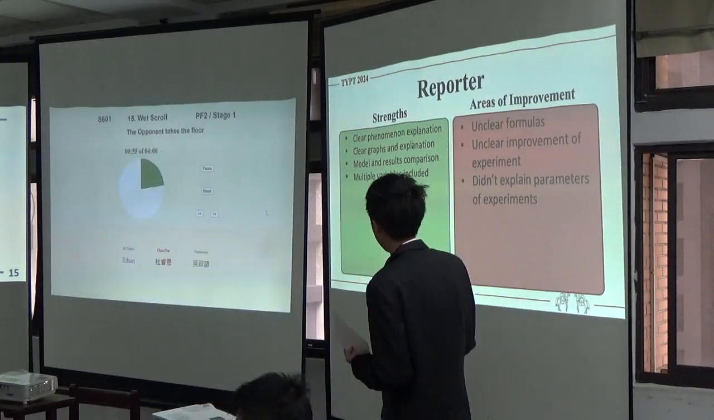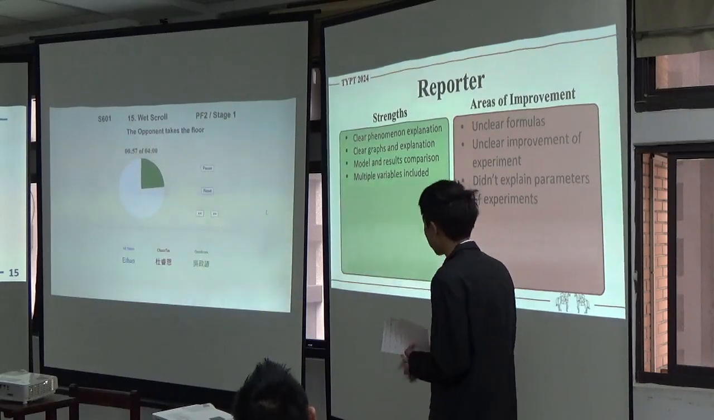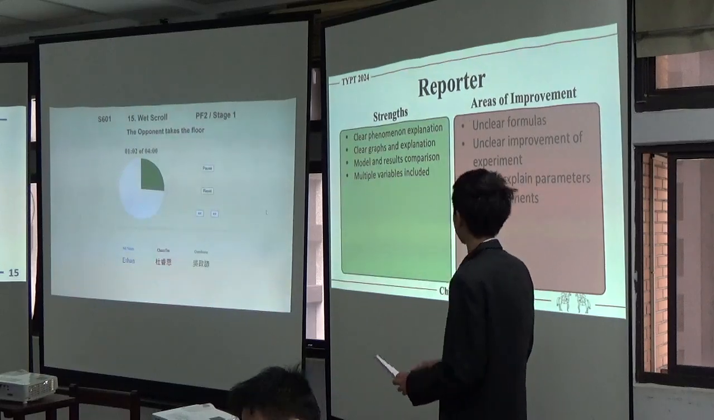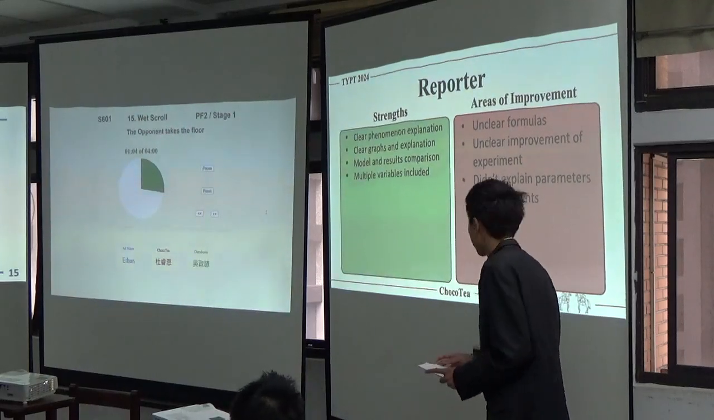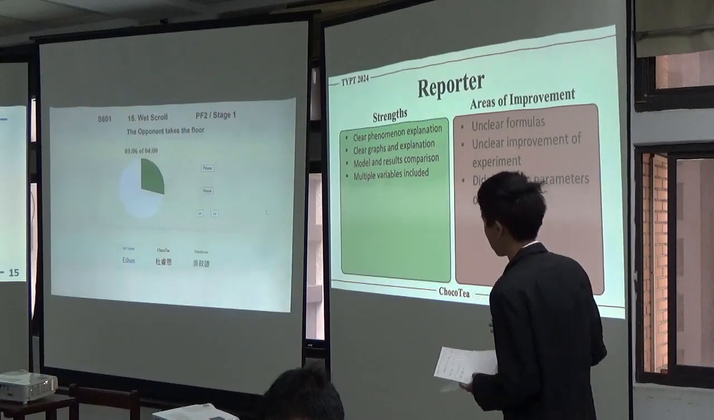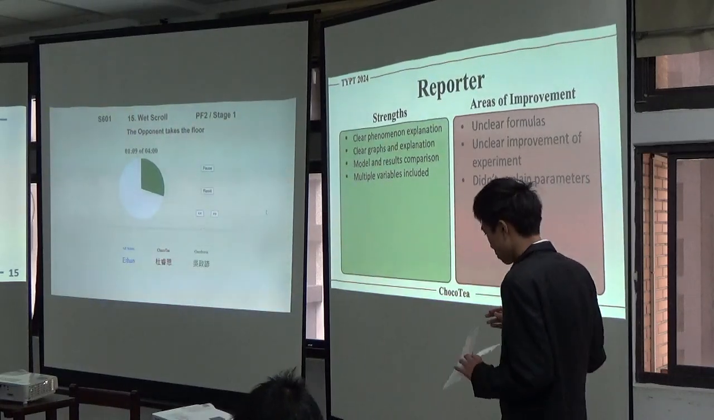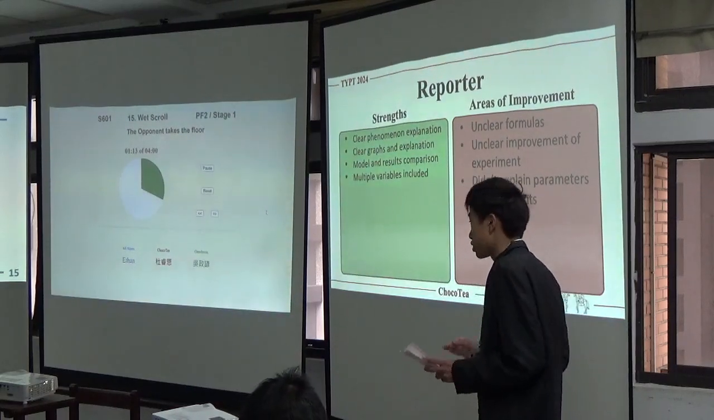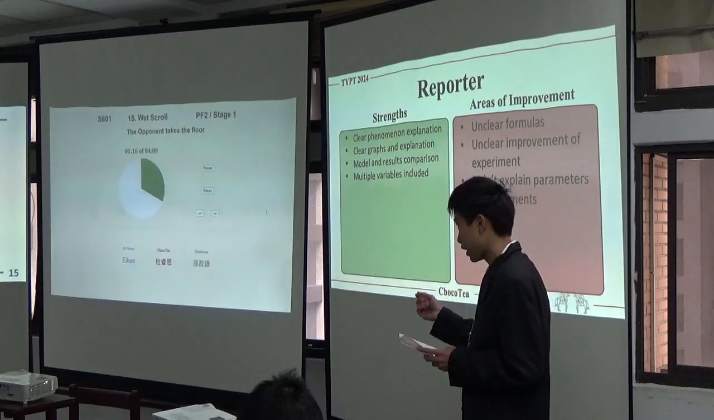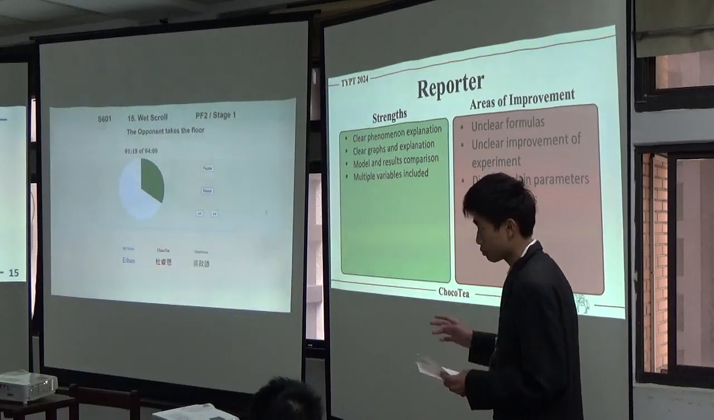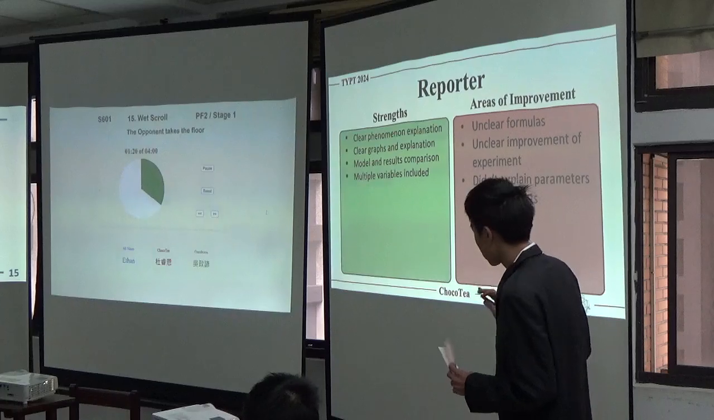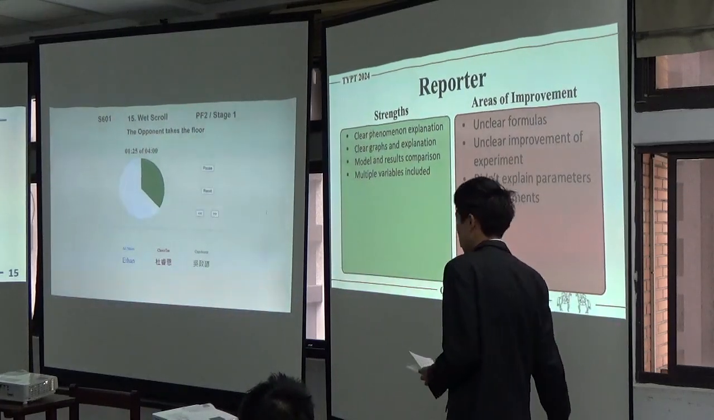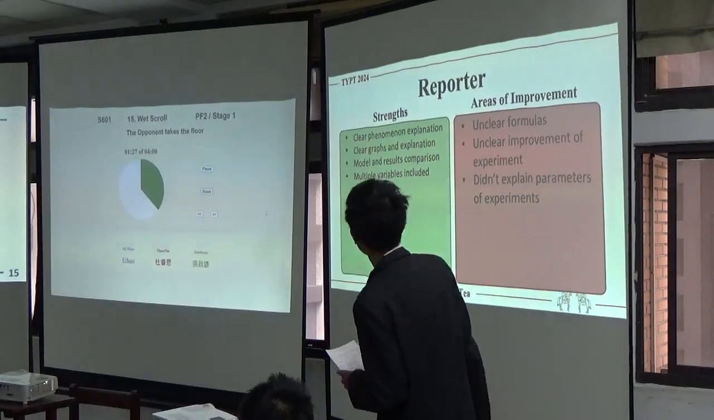Here are the strengths and areas of improvement I suggest for the report. They have a really clear explanation of the phenomenon, clear graphs and explanation, model and result comparison, and multiple variables included. For areas of improvement, the report should work on unclear formulas, which were not explained thoroughly, and improving the experiments, because you said that you released the paper by hand. I think there might be some experimental error in there. They also didn't explain the parameters of some of the experiments. That's some discussion we'll be talking about.